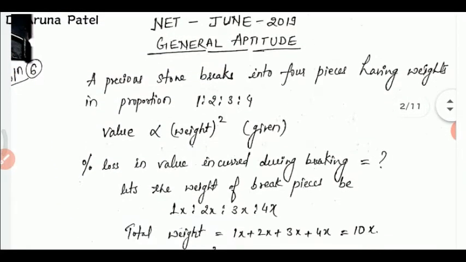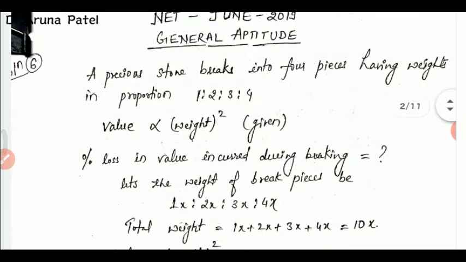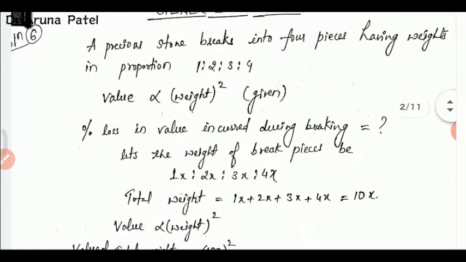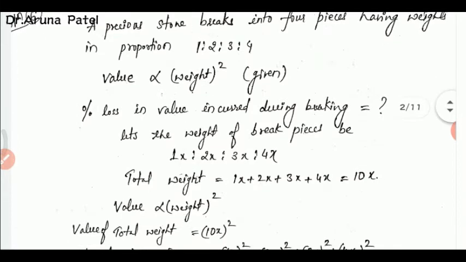so these are the questions from the general aptitude section, NET June 2019. Here the value is proportional to weight squared. This is given in the question. The percentage loss in value incurred during breaking, this we have to find. So let us suppose that the weights of the broken pieces are in the ratio of 1x, 2x, 3x and 4x. Here I am taking x because when there is the same number behind the proportion numbers, they are of the same type.